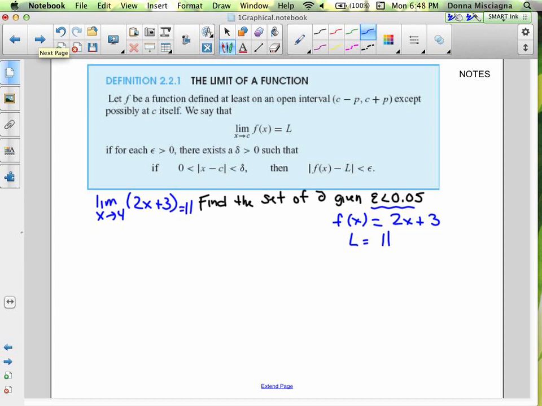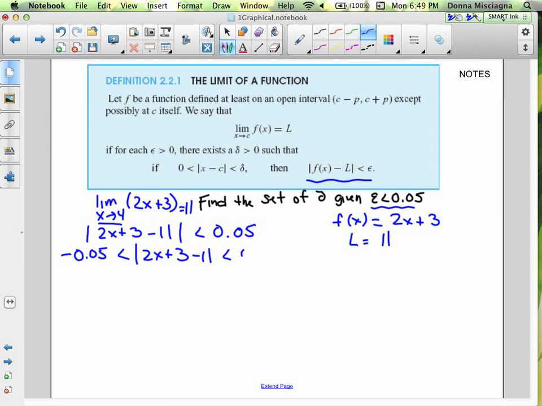All right, so again, we start off with the formal definition. We have the absolute value of 2x plus 3 minus 11 has to be less than 0.05. We want to be that close to our actual limit. So how close do I have to be to 4? Let's get rid of those absolute value bars. So we have negative 0.05 is less than 2x plus 3 minus 11, which is less than 0.05.